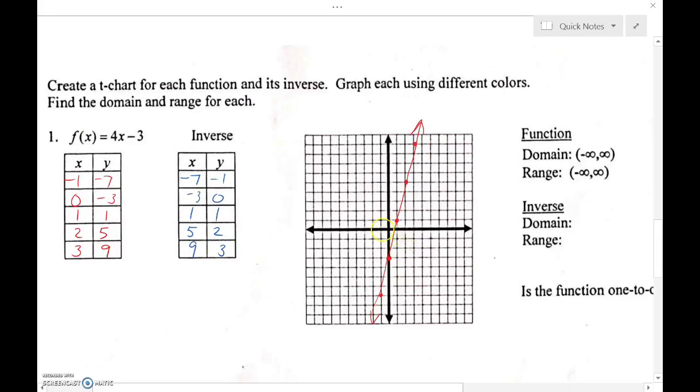So -7, -1, that's left 7, 1, 2, 3, 4, 5, 6, 7, down 1. Left 3, 0. Right 1, 1. Right 5, 1, 2, 3, 4, 5, up 2. And finally right 9, 1, 2, 3, 4, 5, 6, 7, 8, 9, up 3, 1, 2, 3. And these points would make up our inverse function.